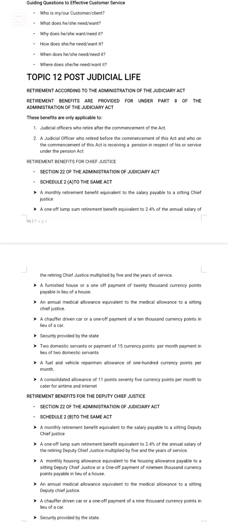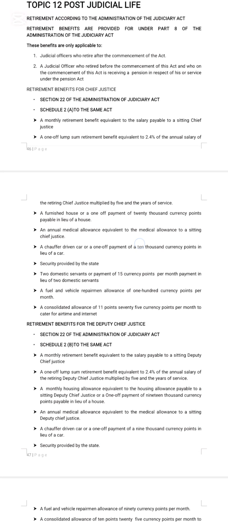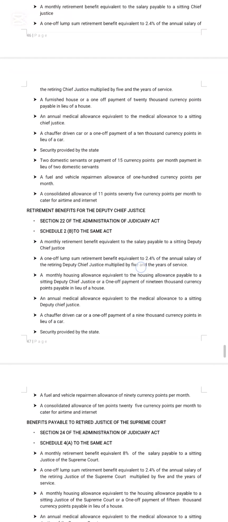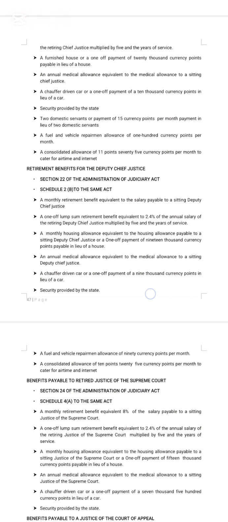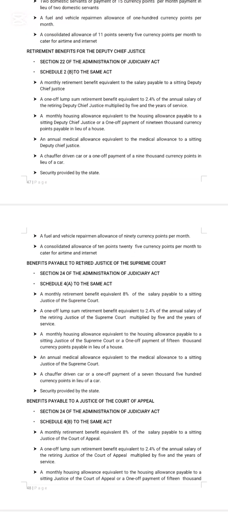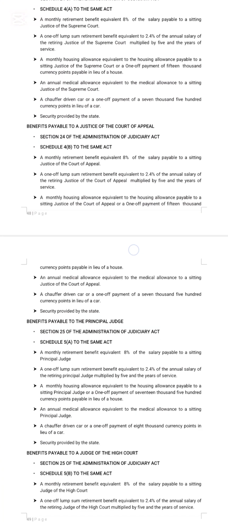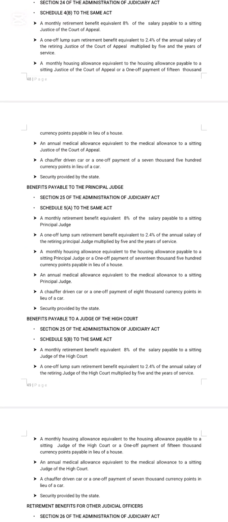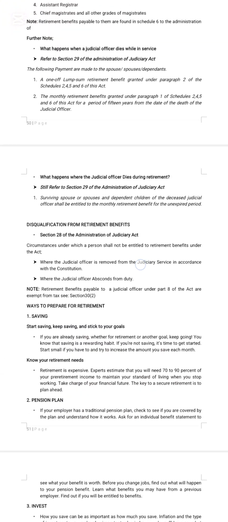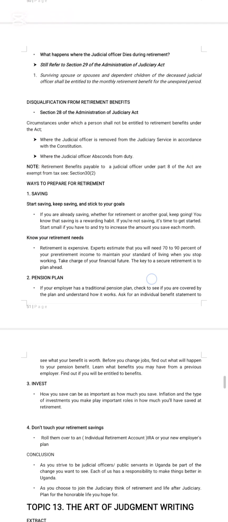Then topic 12, post-judicial life. For post-judicial life, we have the Administration of the Judiciary Act, which basically provides for benefits of the judicial officers, to include a furnished house, an annual medical allowance, a chauffeur-driven car, security provided by the state, retirement benefits for the Deputy Chief Justice, Section 22, emergency retirement benefit, benefits payable to retired justices of the Supreme Court, benefits payable to the justices of the Court of Appeal, benefits payable to the principal judge, benefits payable to the judge of the High Court. So you should get this Administration of the Judiciary Act, because it provides for these things.